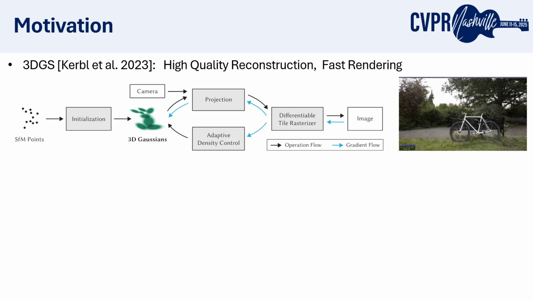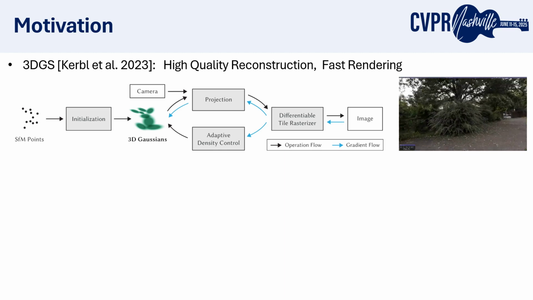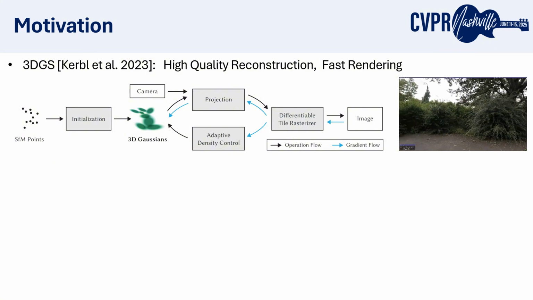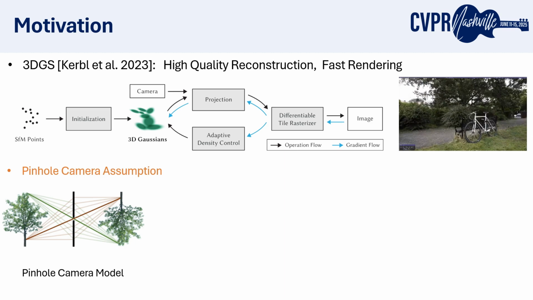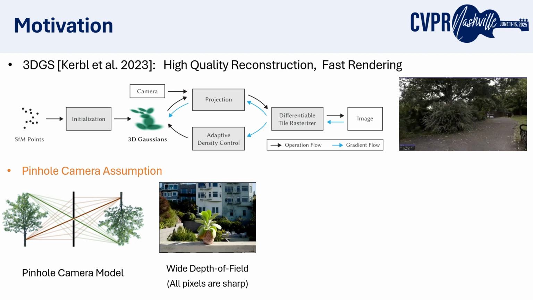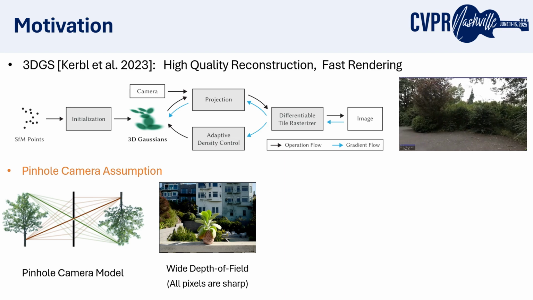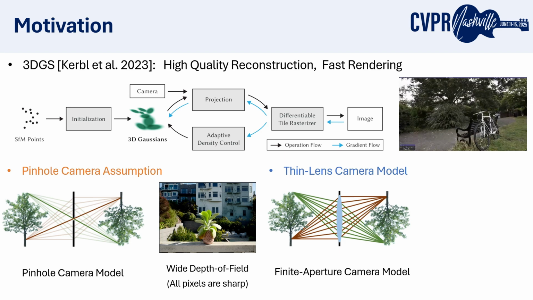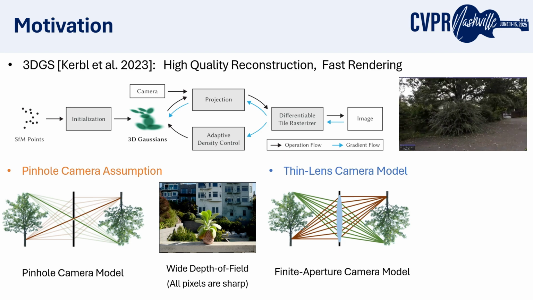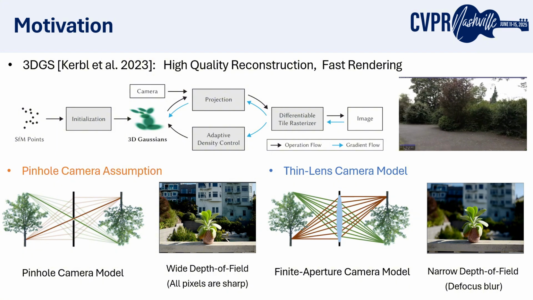In recent years, 3D-GS has enabled high-quality 3D reconstruction from multi-view images and fast novel view rendering. However, 3D-GS is built on a pinhole camera assumption. That is, it assumes all input images have a large depth of field where everything appears sharp. But in real-world scenarios, cameras often follow a thin lens model with a finite aperture. This leads to depth of field effects, where out-of-focus regions appear blurred.